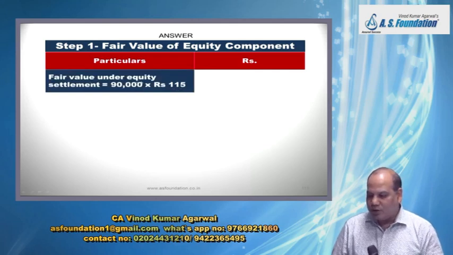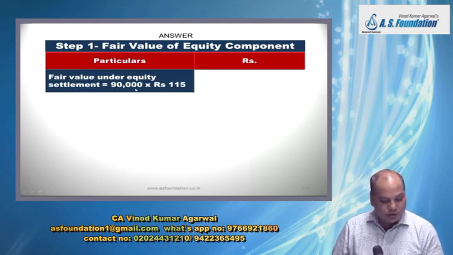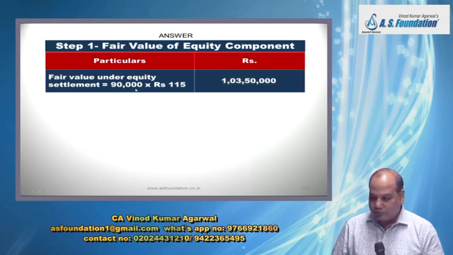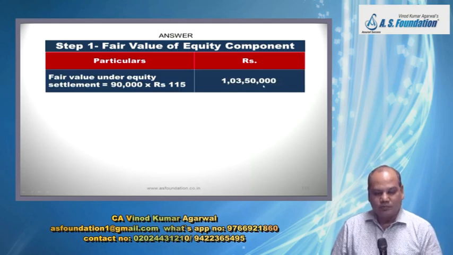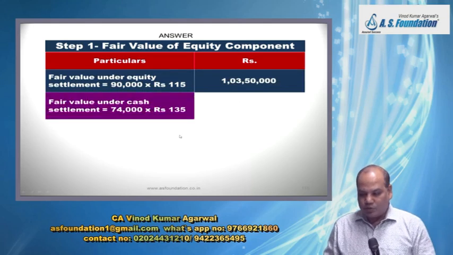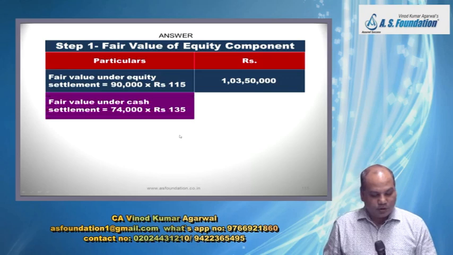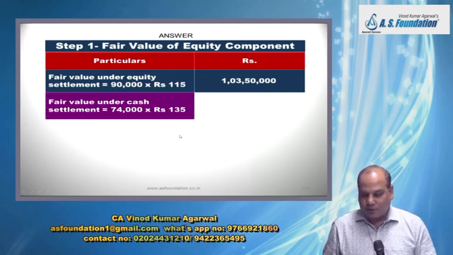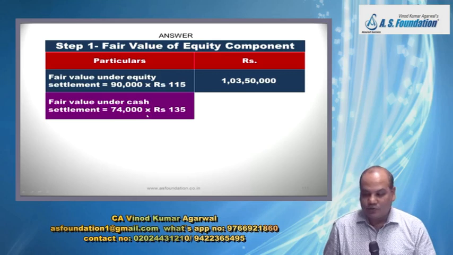So fair value under equity settlement, take 90,000 into equity price with restriction of sale for 2 years. That is 115. So it comes to 1 crore 3,50,000. And suppose they opt for cash, the fair value under cash settlement, write neatly, fair value under cash settlement 74,000 into 135.